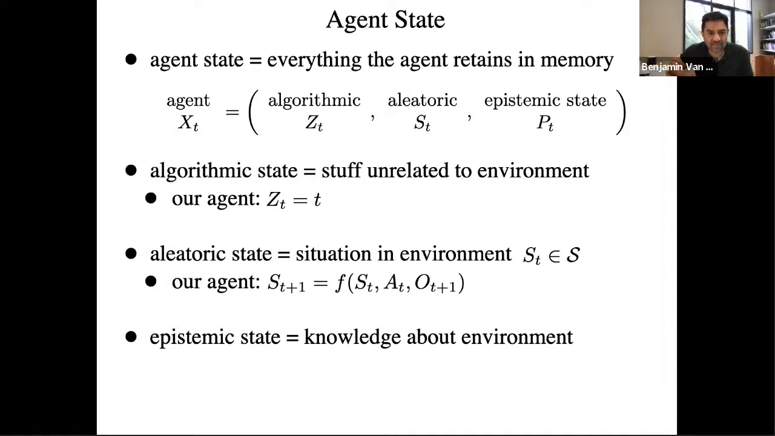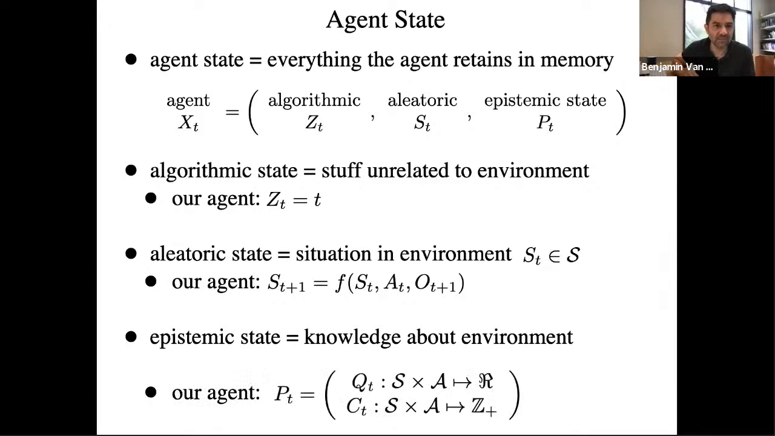Now, the epistemic state is meant to represent the agent's knowledge about the environment. Right? It's what the agent's retaining that's meant to tell it what it knows about the environment. Okay, and our agent is going to maintain an epistemic state with two parts. One is an action value function. The action value function, Qt, maps the current aleatoric state and the current action to a prediction of value. So it maps that to a real number. Okay, so as an action value function, some people call it the Q function.